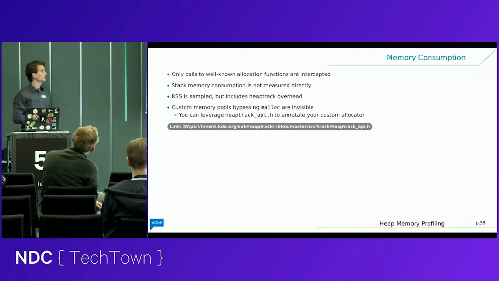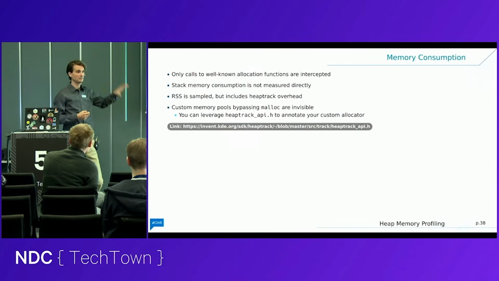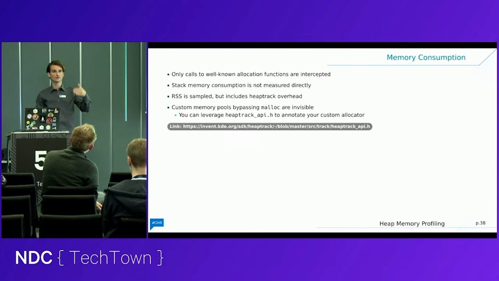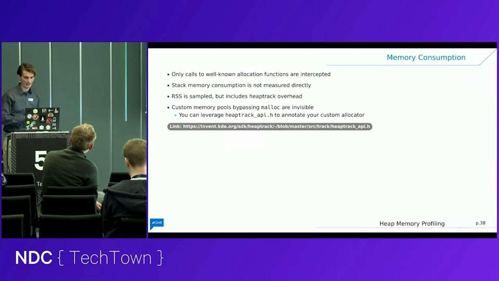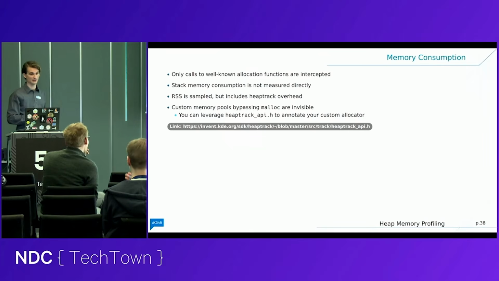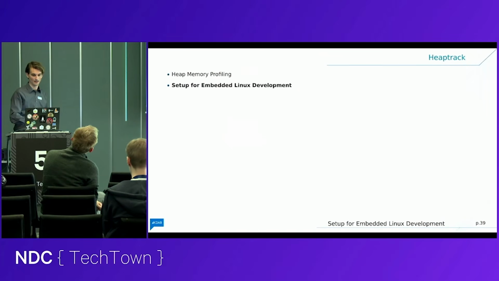Do note, though, that what we are looking at here is just heap memory, meaning heap memory going through the common allocator things. If you use a managed language like JavaScript, or if you have your own pool allocators that bypass malloc and go straight to mmap or something like that, we will not be aware of that. You can annotate your allocation API using the Heaptrack API header if you want to, and then you would be able to view those things inside the Heaptrack analysis as well.